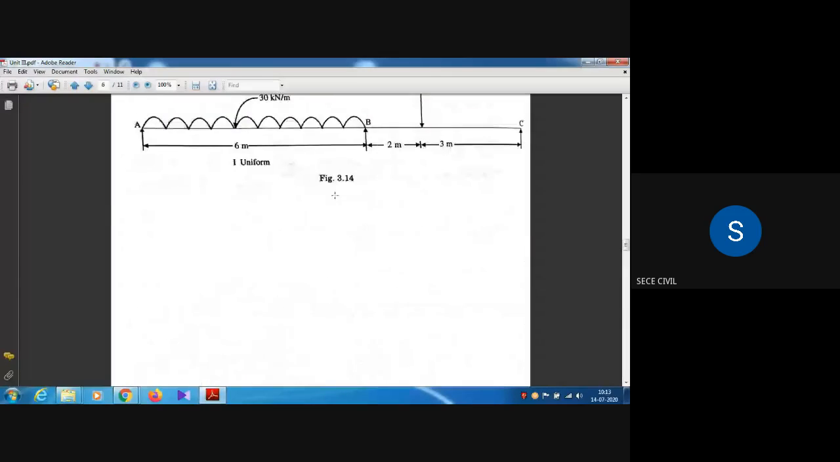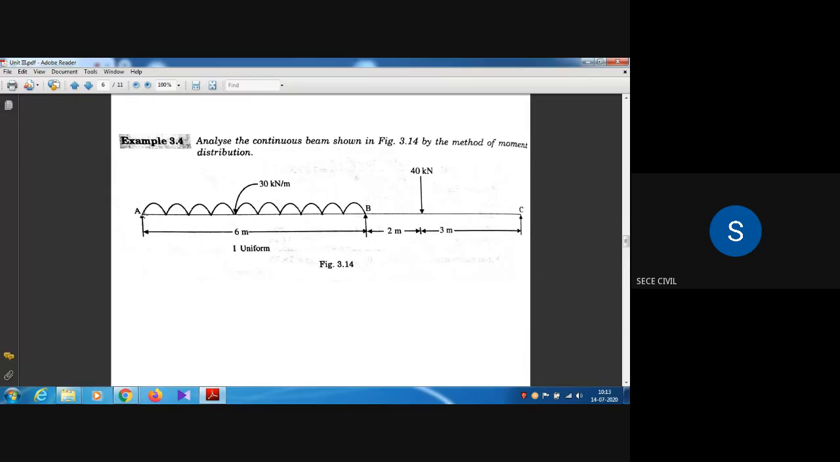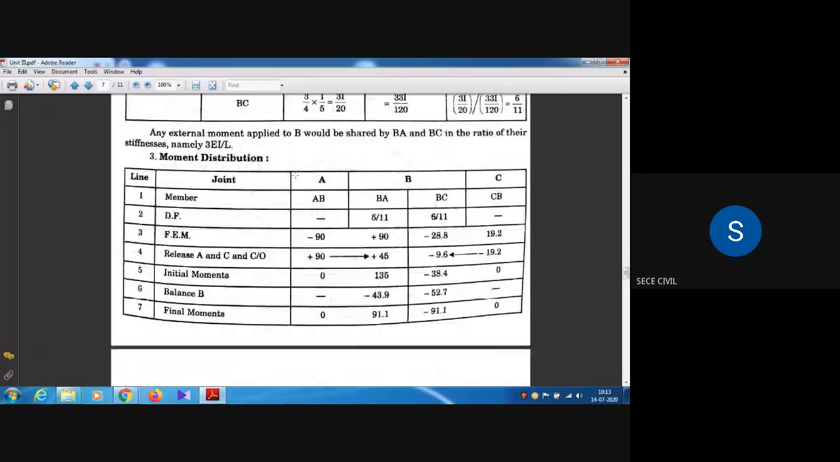In this particular structure there are 3 joints, that is the supports they are mentioning. So joint A, joint B, joint C, only 3 joints. In the next row, after the joint row, we have to put what all the joints are. The next row is the member: in that particular joint, what are all the members? In joint A we have member AB. In joint B we have 2 members, BA and BC, and in joint C we have 1 member, CB.